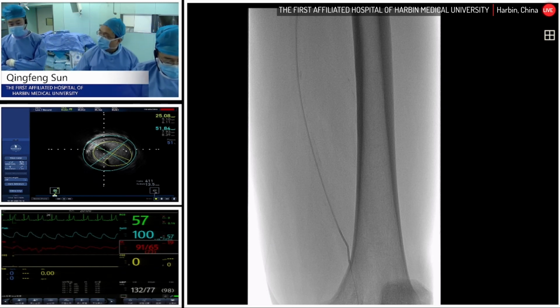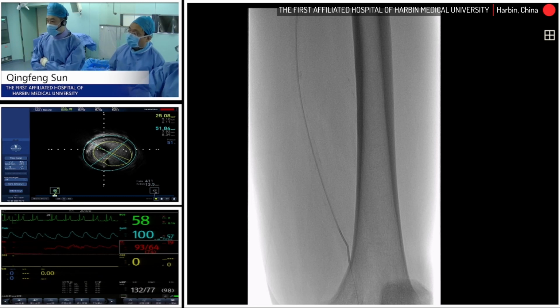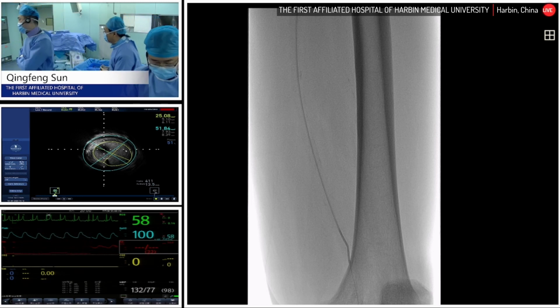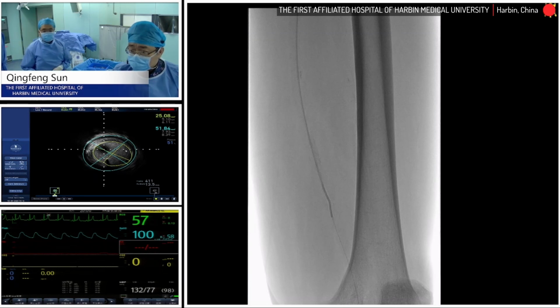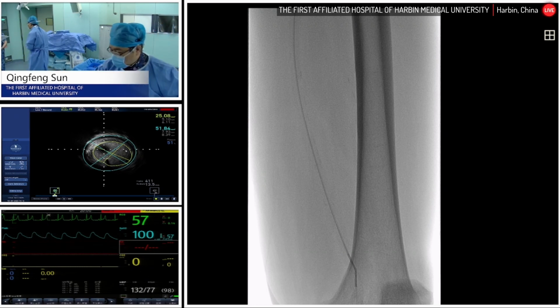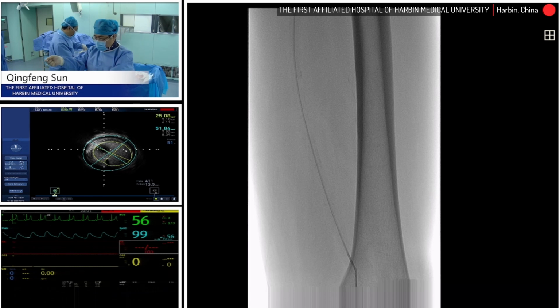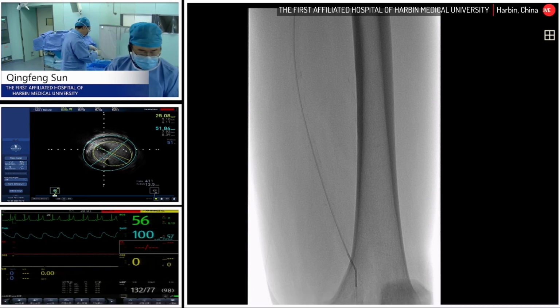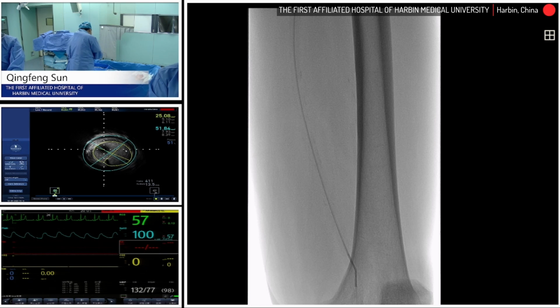Okay, open the DCB. How do we choose the size? Like I mentioned, the diameter is 6 millimeters. This gentleman has a quite thick SFA, almost 7 millimeters, which is fairly rare in the Asian population. It's more like a Caucasian. So choosing the DCB diameter is quite important. If it's too small, the drug cannot be fully dispatched. If it's too big, it will definitely generate a new dissection.